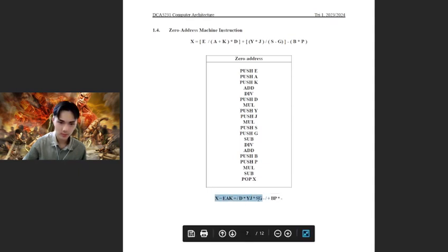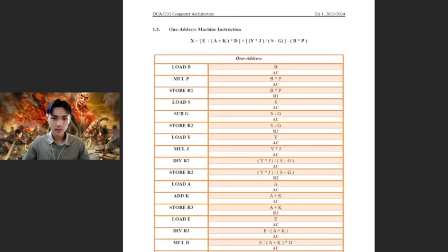So all of this will be stored in the X, and there you go, zero address machine instruction complete. As for the one address, it doesn't work like how zero address works. It doesn't use the postfix notation. So you first load the B into the AC, the temporary memory.